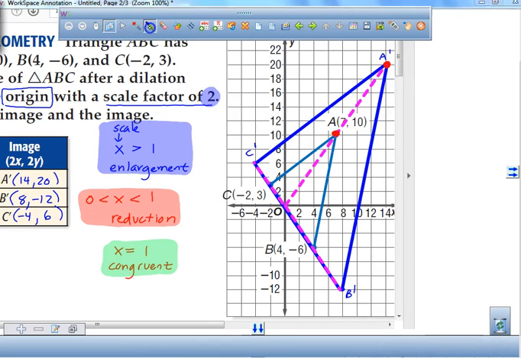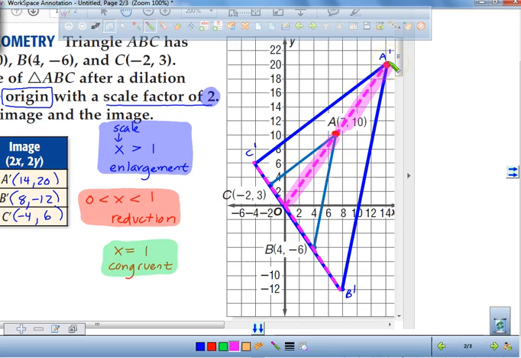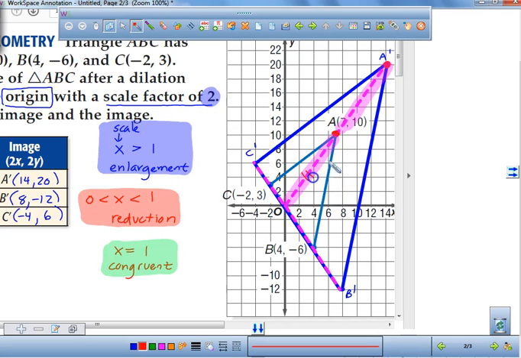Can you see this distance right in here? And then can you see this distance? Can you see how these together make A prime? So that distance right there has simply been doubled. It's been multiplied by 2. This segment right here is the same as that segment right there. And by the way, whenever you're drawing these from the origin, your line will always pass through the original point to the new point.